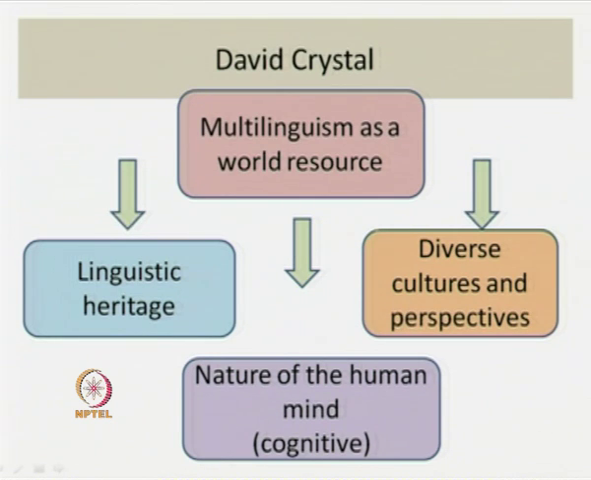For instance, Crystal says that multilingualism is a world resource. This is one of the reasons why we celebrate the global reach of language, and why some scholars say that having one language determined for several hundreds of years as the only language of a region or a country may lead to a certain narrowness, as we saw, of perception or perspective of cognition. So, multilingualism is a world resource.